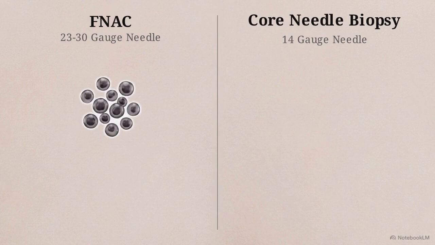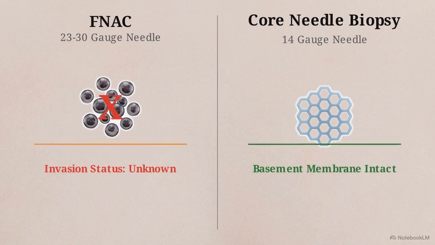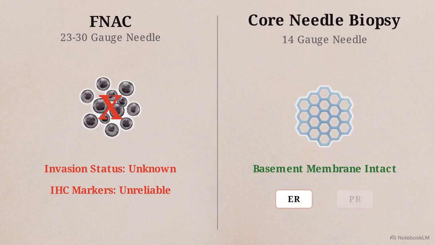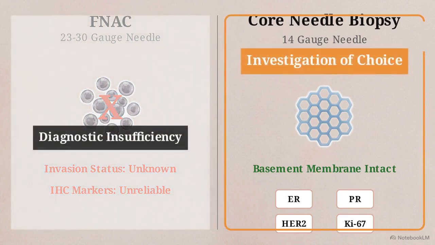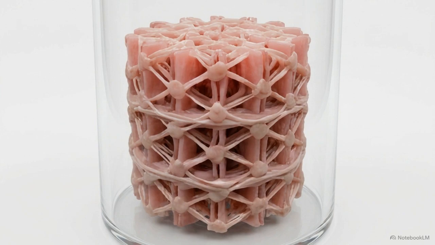On the left, FNAC extracts scattered individual cells. On the right, core needle biopsy extracts an intact structural lattice of tissue. Without that architectural lattice, FNAC cannot tell if a cancer is invasively breaching the basement membrane. Isolated cells also fail to reliably register vital immunohistochemical markers like estrogen receptors, progesterone receptors, HER2, and Ki67. Cytology, which only provides loose cells without structural architecture, is diagnostically insufficient for modern oncological treatment planning. You need the tissue structure to define the disease.